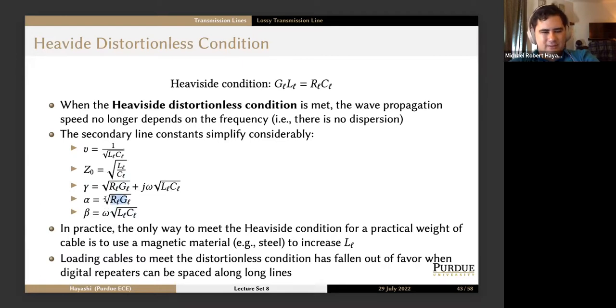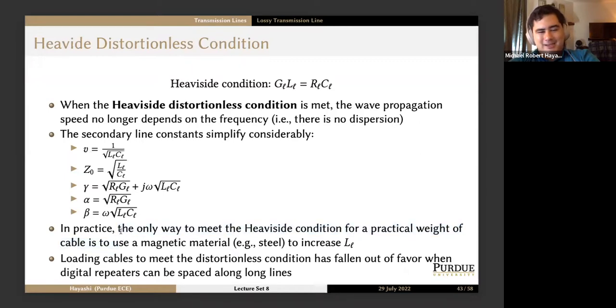Notice that we still have loss and attenuation, so there's damping going on, but the phase parameter is such that, when we say v is equal to omega divided by beta, the omegas cancel out and we're left with a propagation speed that doesn't depend on frequency. So that means no dispersion, in the language of optics.